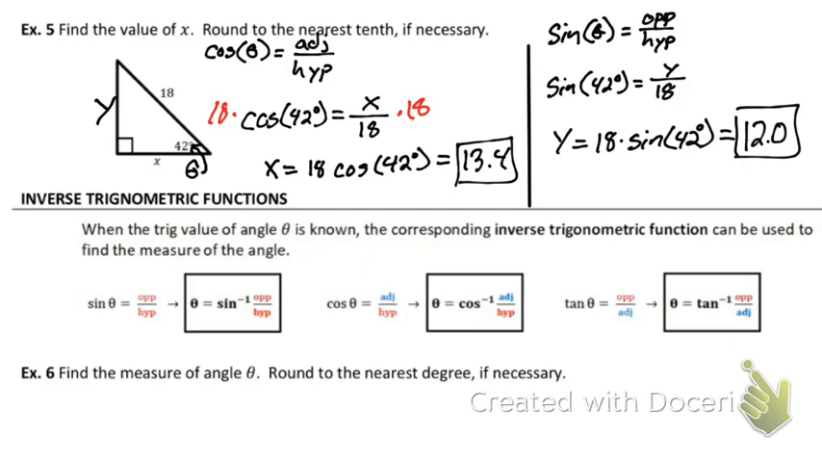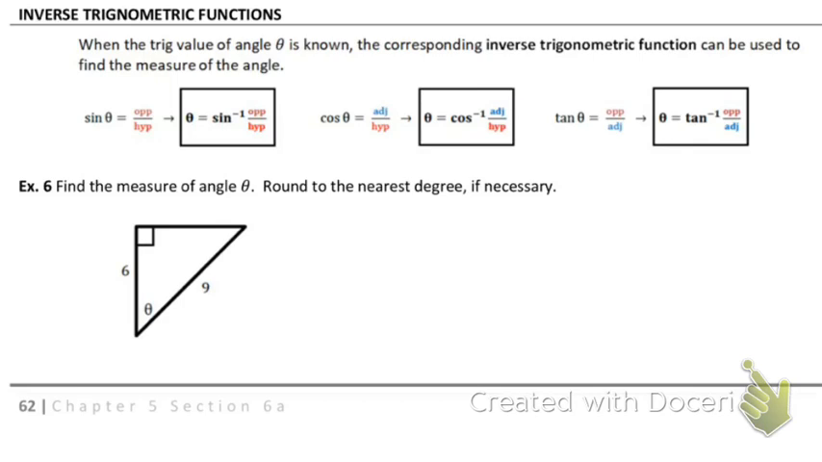All right, inverse trig functions. They just undo. Remember, when I take the cosine of a number, I end up with an answer. When I take the inverse, I end up with the angle. Let me show you what I mean by that. It says, find the measure of theta, rounded to the nearest tenth of a degree. So that's my theta right here. Somewhere in here is a degree, and I need to figure out what that degree is.